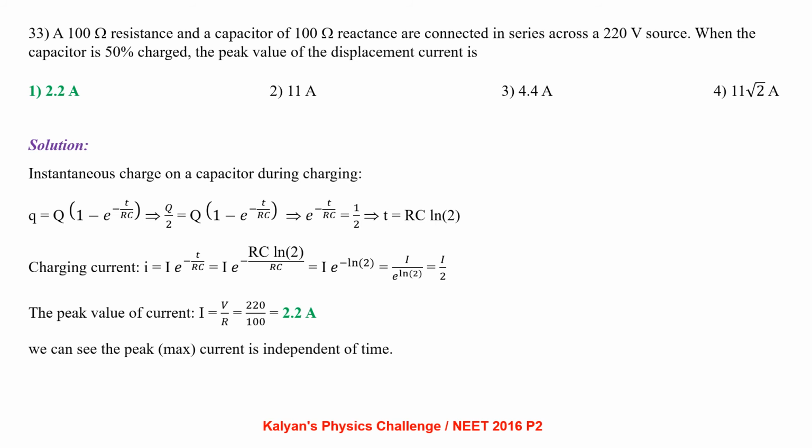Now the current obtained as the differentiation of charge is I equal to capital I e power minus t by RC, where capital I is the maximum value or peak value of the current. The peak value of current is independent of time. At any given point of time it is I equal to V by R, that comes out to be 2.2 ampere.